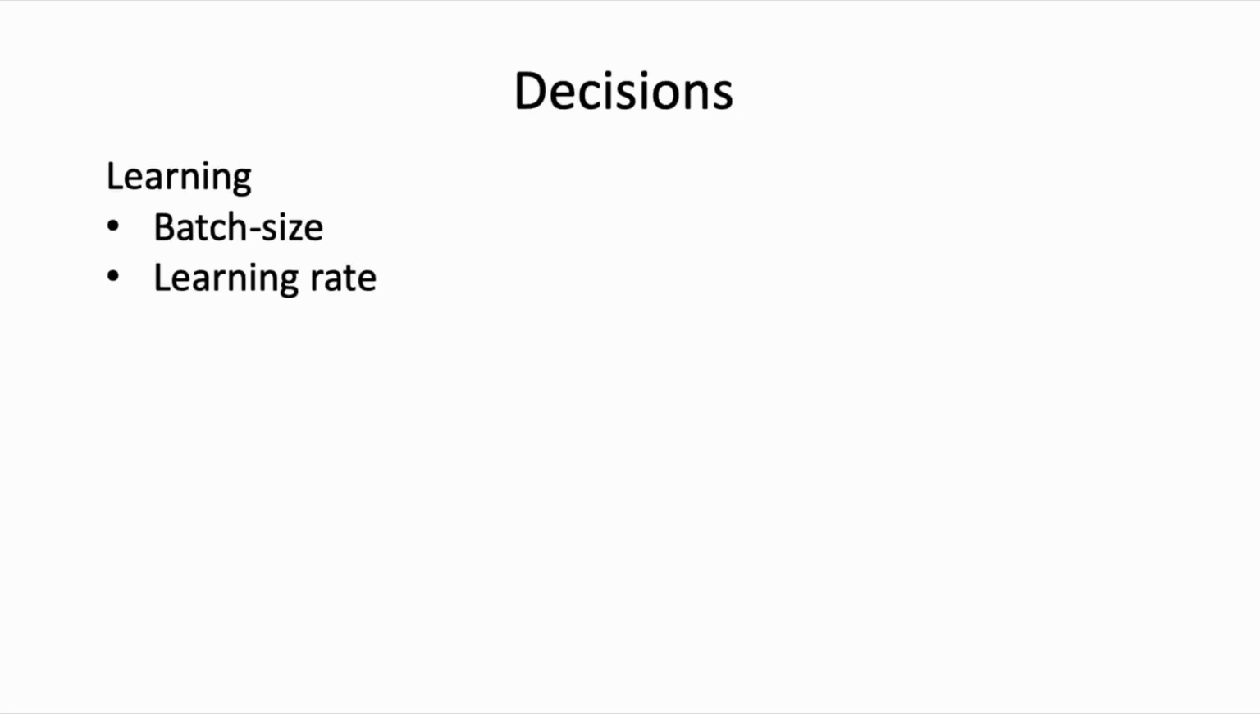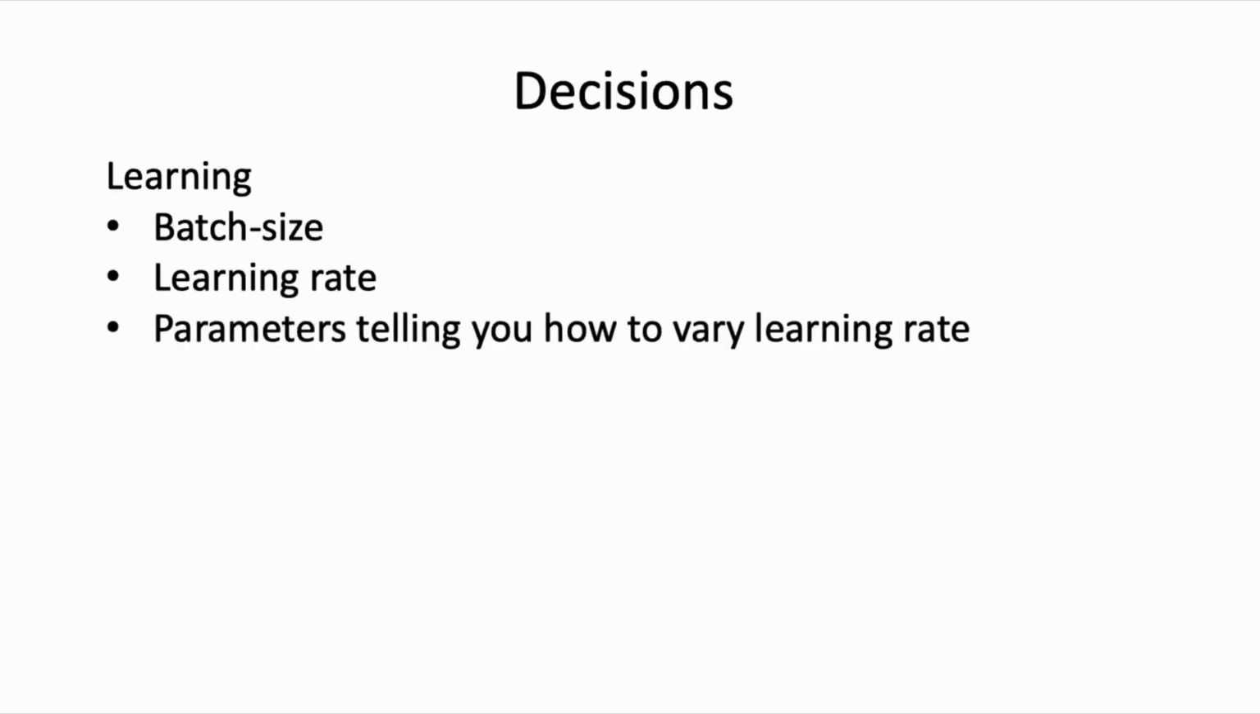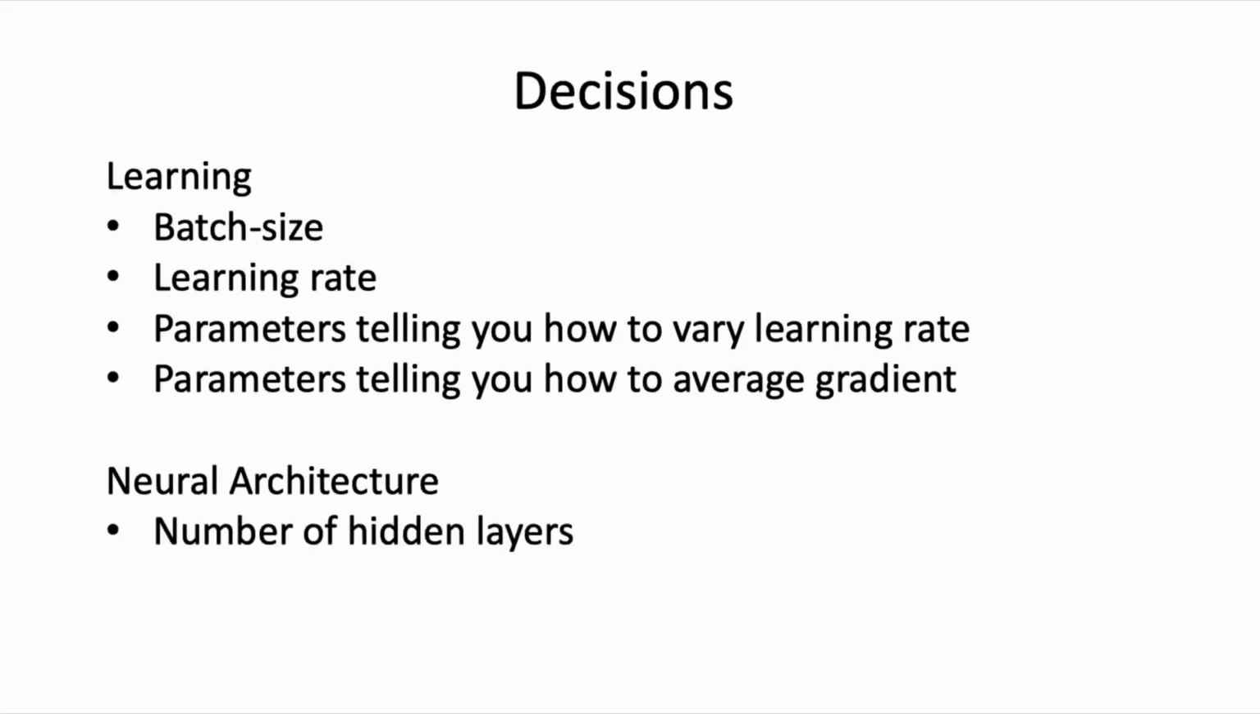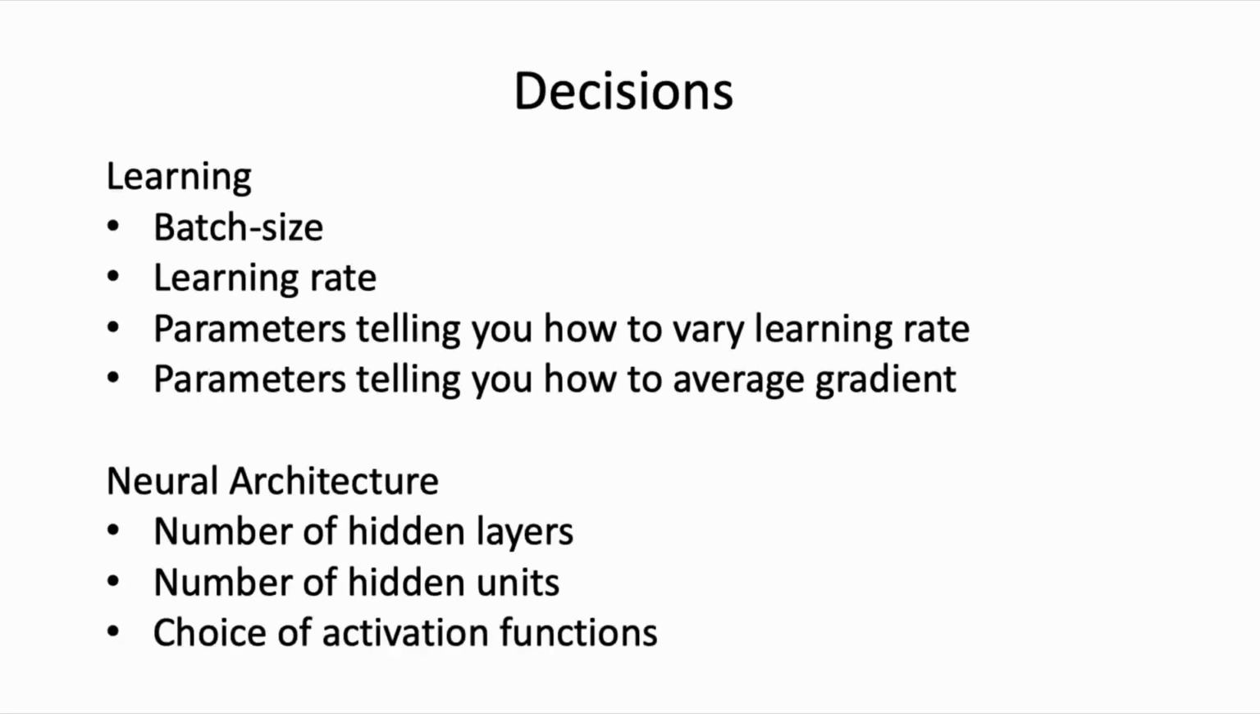For our other variants in backpropagation, there are parameters that tell us how to vary the learning rate for different weights and biases over time. So this is another parameter that needs to be chosen or discovered. For the variants on backpropagation that involve averaging the gradient over many time steps, we have parameters that would tell us how to weight the past time steps in this average. We also have higher level architectural decisions that we need to make about our neural networks, like how many hidden layers we want, how many units we want in each layer, and choices of activation functions.